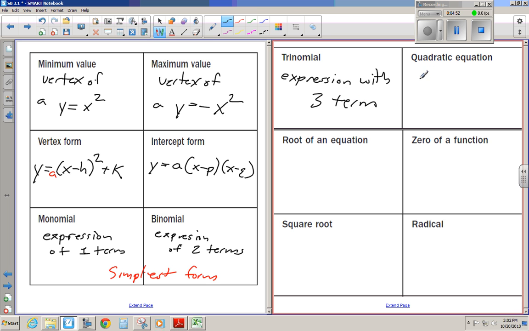A quadratic equation is basically exactly what we've seen before. I'll write standard form here, y equals ax squared plus bx plus c. The root of an equation, we're going to say is just a solution. A zero of a function could also be considered a solution.